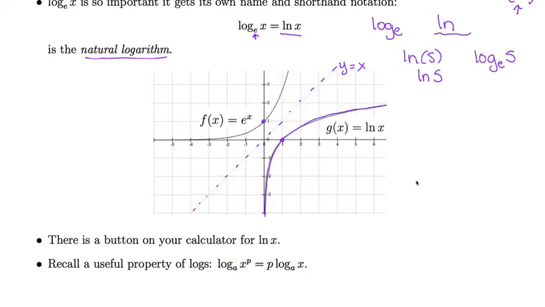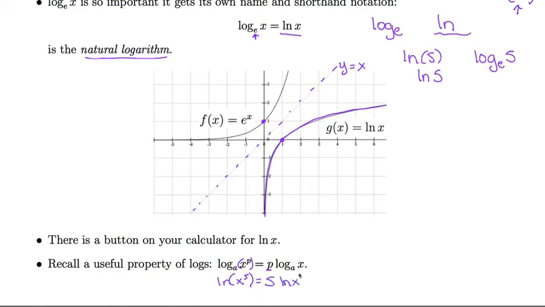There's a useful property of logs for any log base where if you have the log of something to a power, then that power, the exponent, can come down in front and be multiplied. This is true when you have ln, because that's just log base e. So ln of x to the 5th, say, you could rewrite that as 5 ln x, and sometimes that would be helpful.